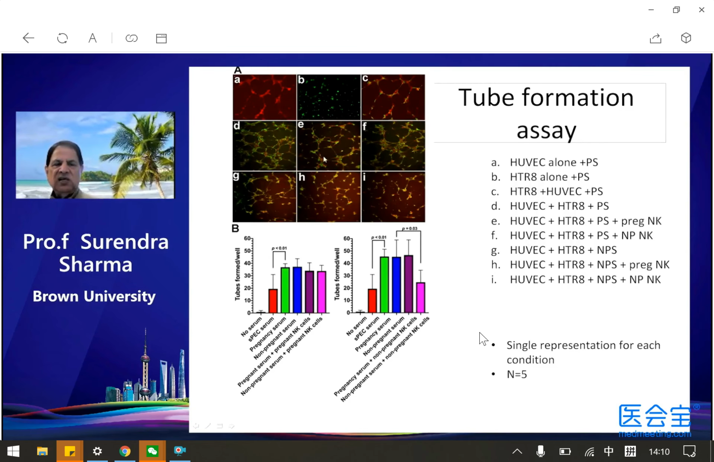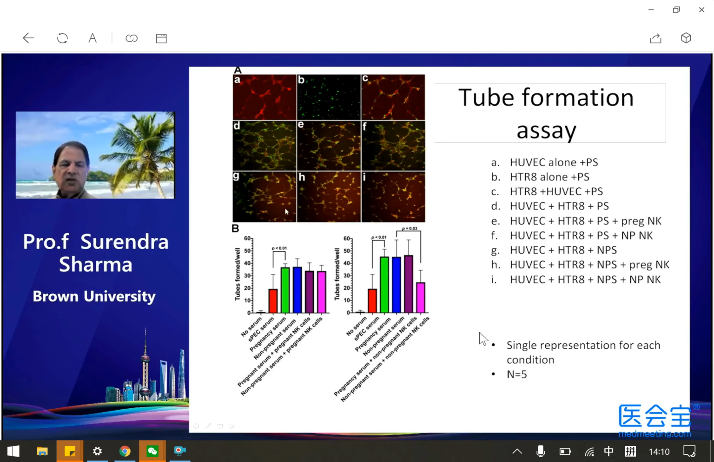Then the next three, D, E, and F columns, also suggest to you that we have used serum samples, and then serum samples plus NK cells from pregnant women and NK cells from non-pregnant women. So all D, E, F experiments are done in the presence of serum from pregnant women, and with or without NK cells from pregnant women or non-pregnant women. The system does provide evidence that three-dimensional structures are formed in the presence of serum from pregnant women.